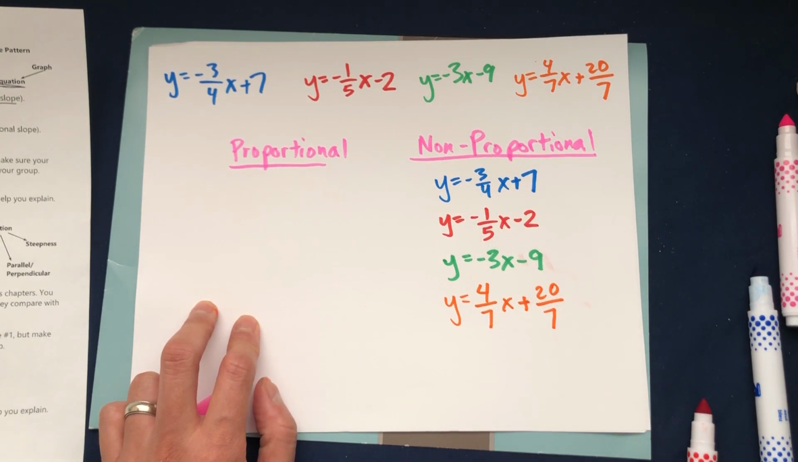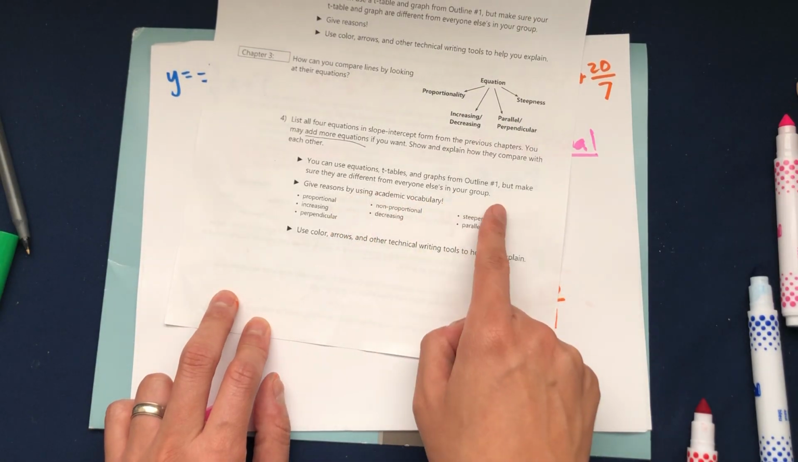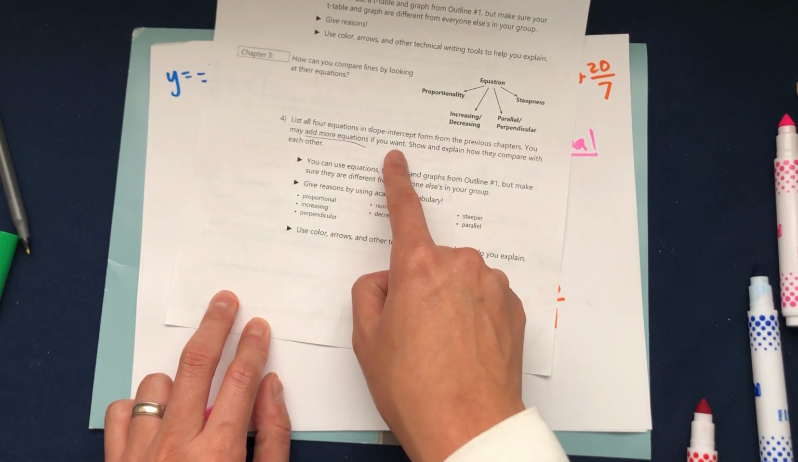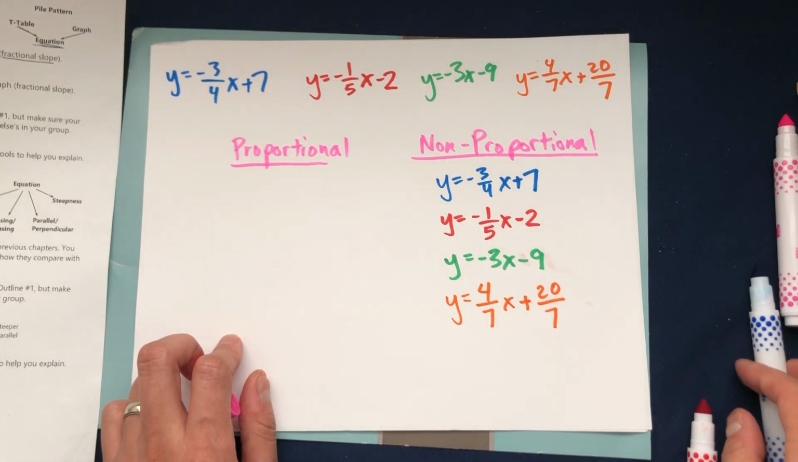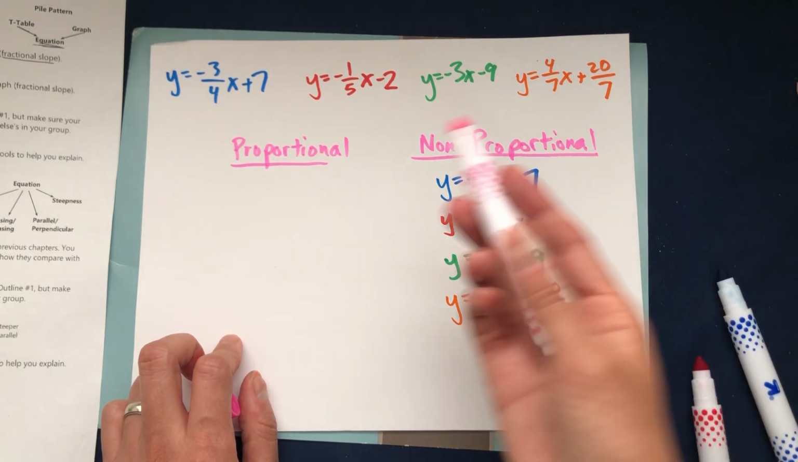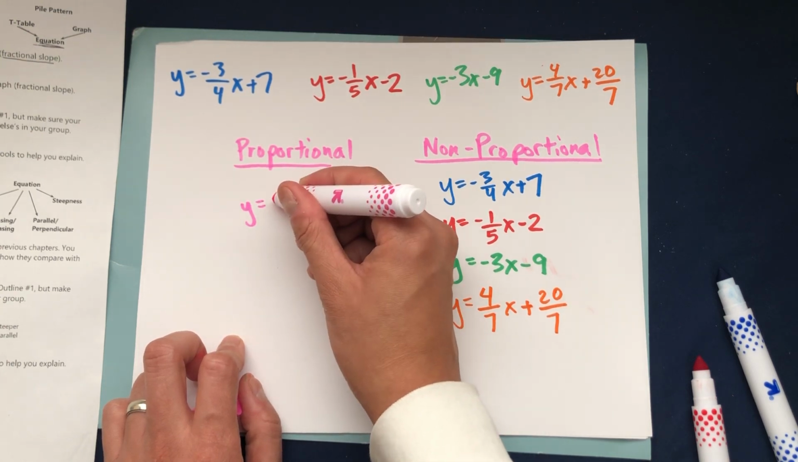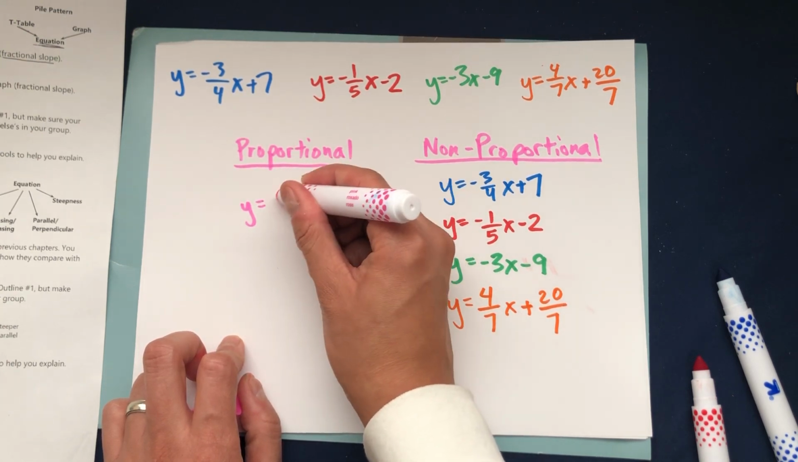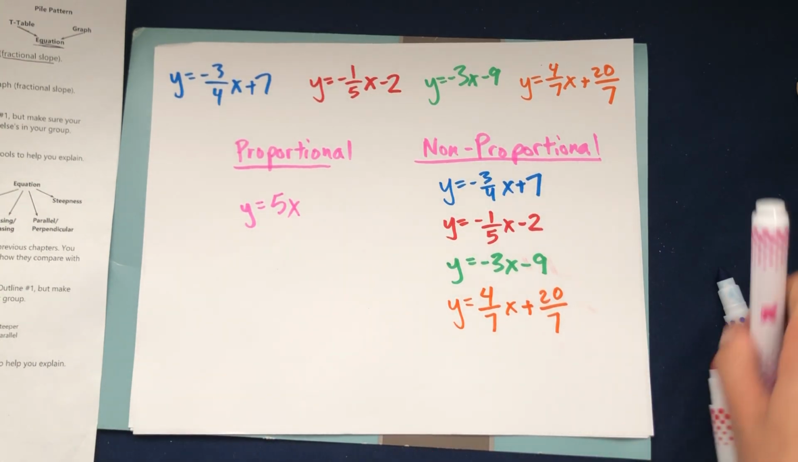So all of these equations are non-proportional. If we want to show an equation that is proportional, we need to make one up. That's where it says right here, feel free to add more equations if you want. So we'll need to make up an equation to show that it's proportional. And as I mentioned a little earlier, that equation can be any equation that has a y-intercept of 0. So y equals 5x is an example of a proportional equation.